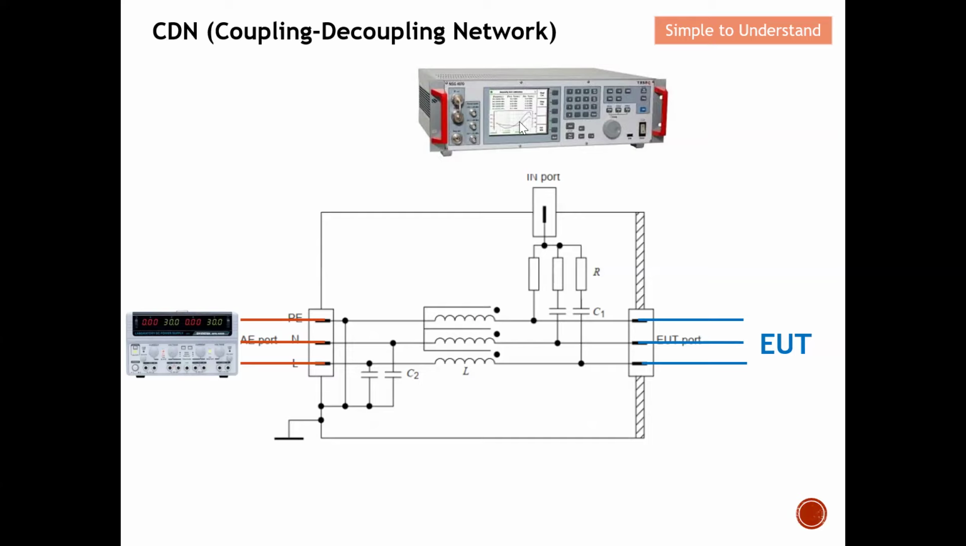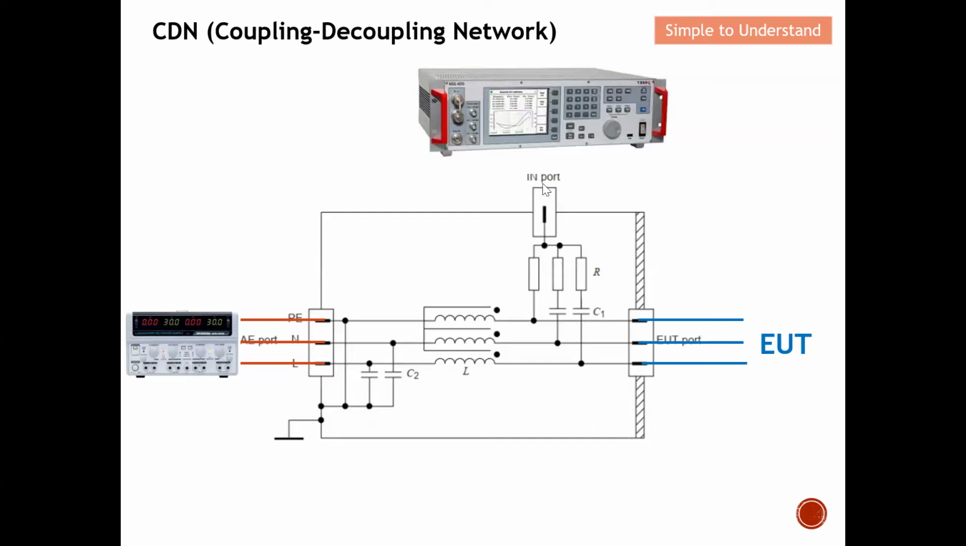From here you can see that this noise source is injected inside here. What we want is for it to move towards the EUT. And we also want to ensure that the power supply is able to power up the EUT. So we want to have two paths. First path, the noise, we want it to travel towards the EUT. We do not want it to travel back to the power supply.